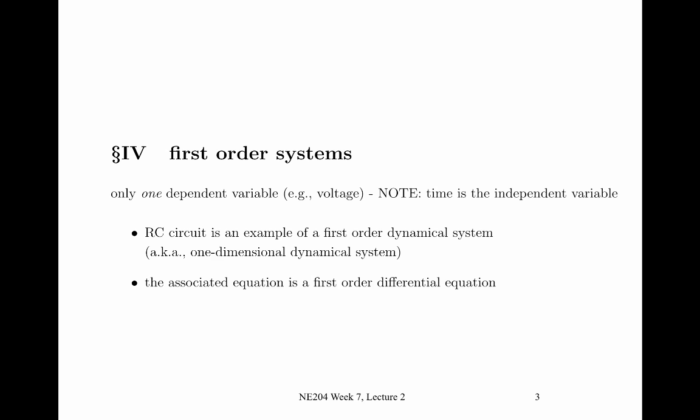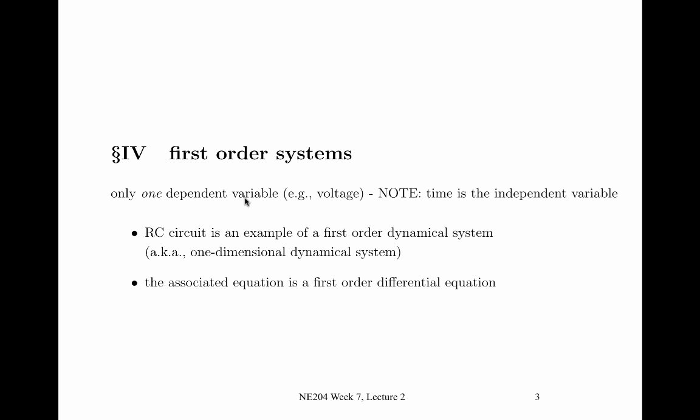So let's begin with some introductions. A first-order system consists of only one dependent variable. For example, that variable might be the voltage. There's also an independent variable in the system. Typically, it's the time, and we're interested in understanding how our dependent variable, the voltage, evolves as a function of our independent variable, the time.